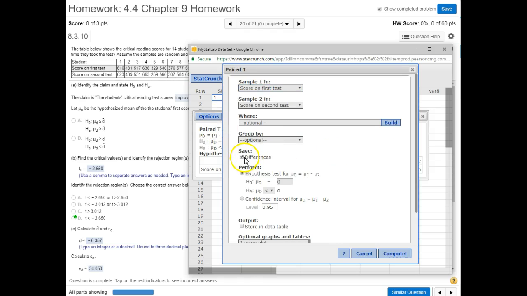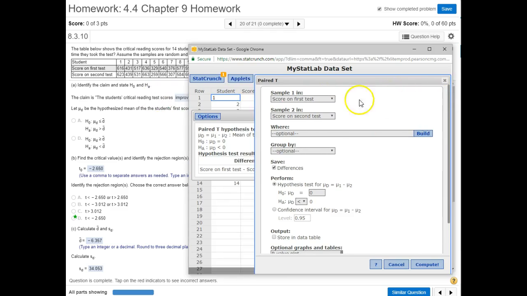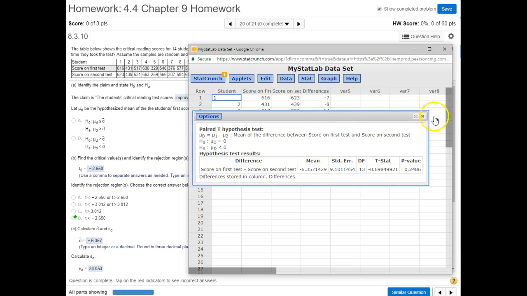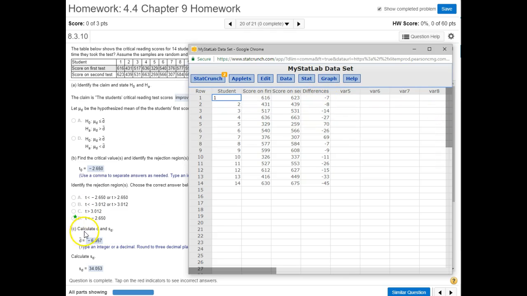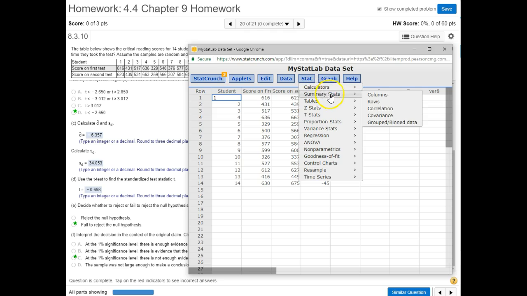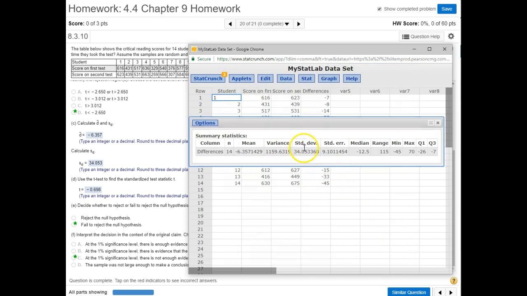Edit and save differences. If you choose save differences, then you'll notice that it'll copy the differences. I can't move it over, but in that next column. There we go, differences. And if we exit out of here, to find the mean and standard deviation, we could actually find the descriptive statistics on this column right here. So stat, summary statistics, what they call it here, columns, and then we want differences and compute. And there's the standard deviation.